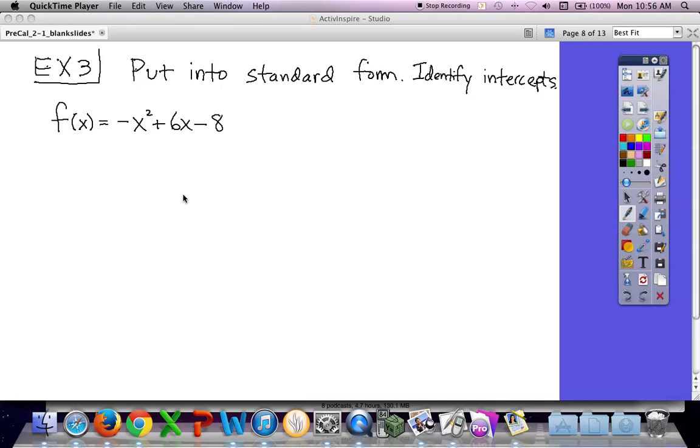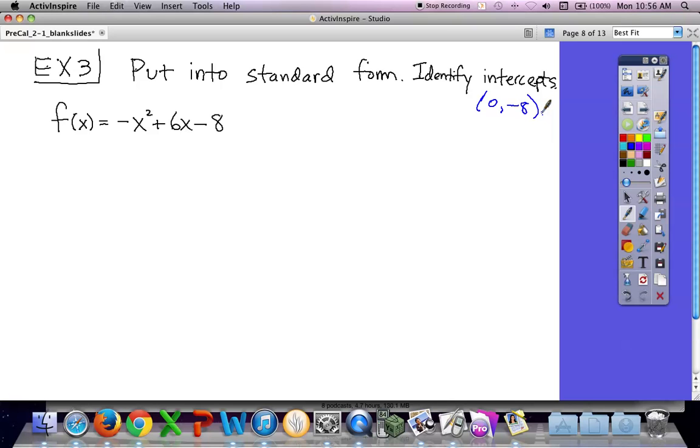So here's another. Put it into the standard form, and this time identify the intercepts, meaning x and y intercepts. Well, the y-intercept is easy, right? What's the y-intercept? -8. In this definition of a quadratic function, it's the c, right? So we know that the y-intercept right away is 0, -8.